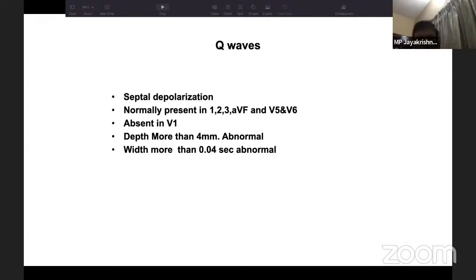For practical purposes, I have written these values for you to remember easily: 4 millimeter and 0.04 seconds. So if it is more than 4 millimeter deep, you consider it to be abnormal. If it is more than 0.04 second wide, means more than 1 division wide, you consider it to be abnormal. So deep and wide Q waves are abnormal when they are more than 4 millimeter deep and more than 0.04 seconds. That is 1 division wide.